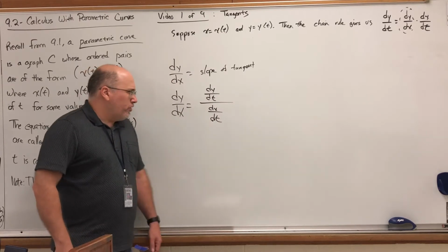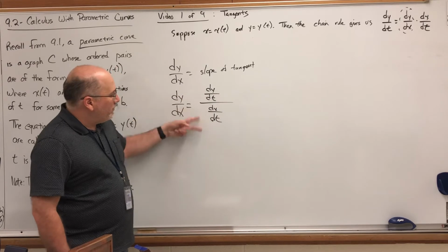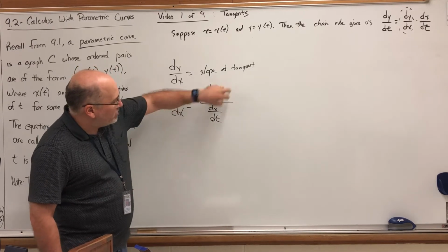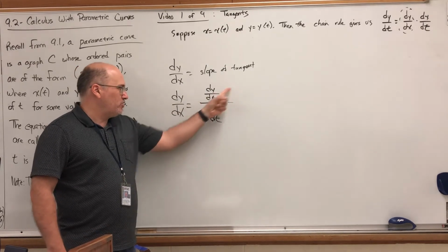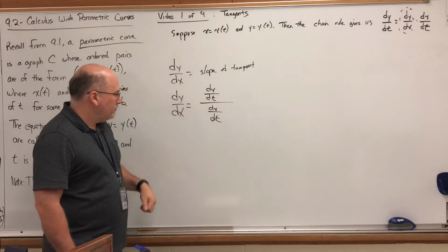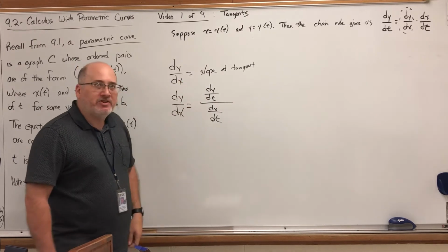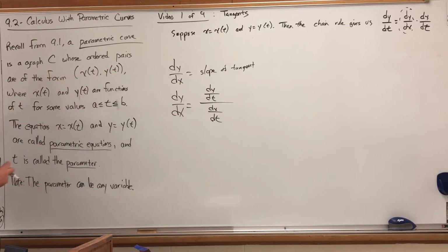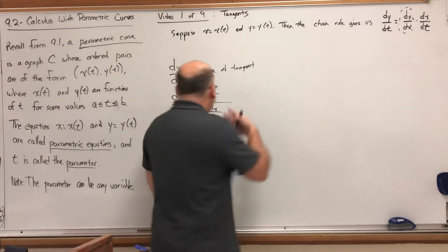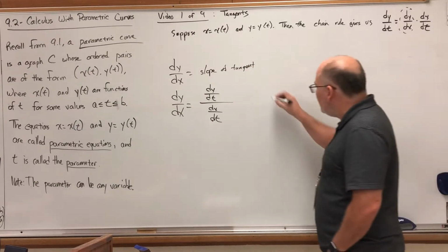Which is easy to remember if you think of these as fractions, which they're not. But if you were dividing fractions, you would multiply by the reciprocal of the denominator and then cancel the matching dt's, leaving dy over dx. So visually there's a gimmick to remind you it's dy dt on top, dx dt on bottom. Now before we get into some examples, which we'll do in the next video, we need to talk a little bit more about the dy dt derivatives, the dx dt derivatives, and what they mean.